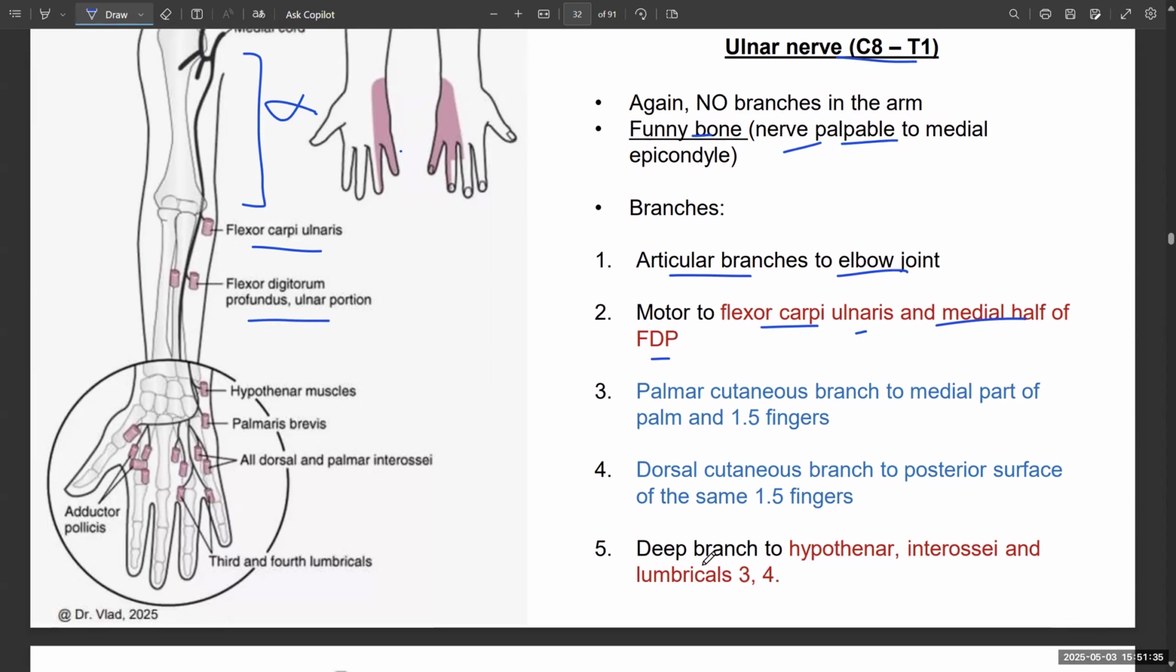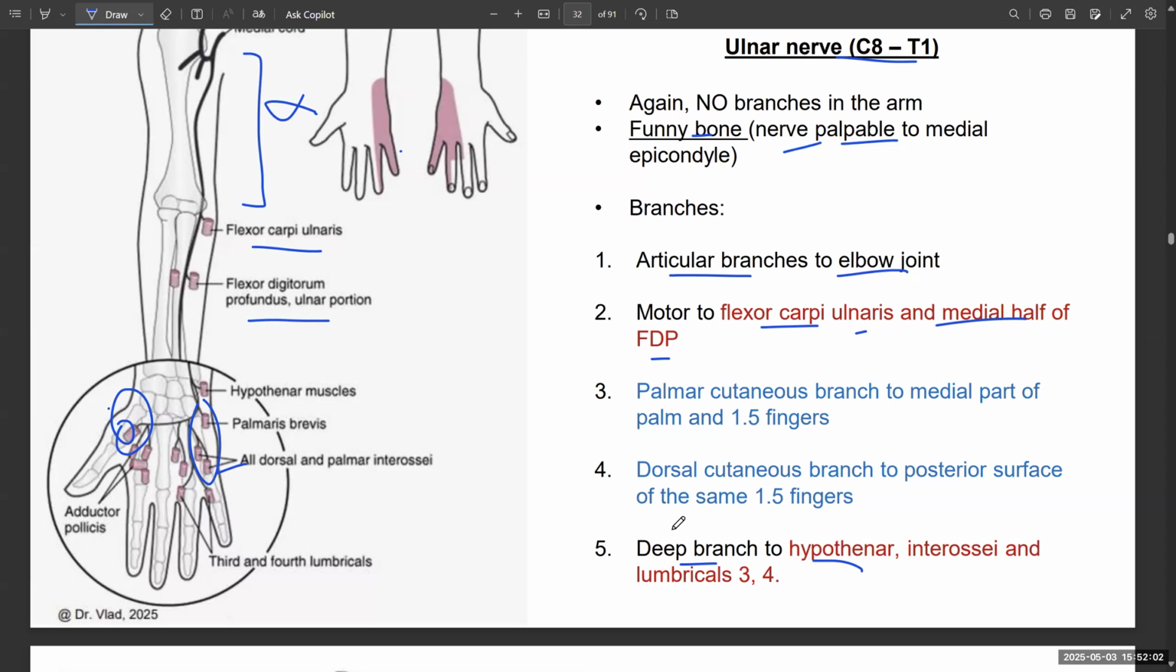Now we move on to the deep branch. Let's talk about the deep branch first. We have the hypothenar, which is basically below the pinky. Thenar is for the thumb, median nerve, and hypothenar is for the pinky, which is supplied by the ulnar nerve, as are the interossei. The interossei are little tiny muscles in your hand that help with finger abduction and adduction.